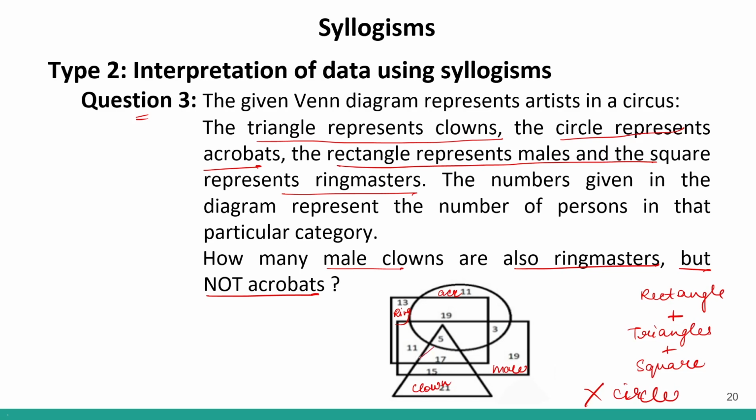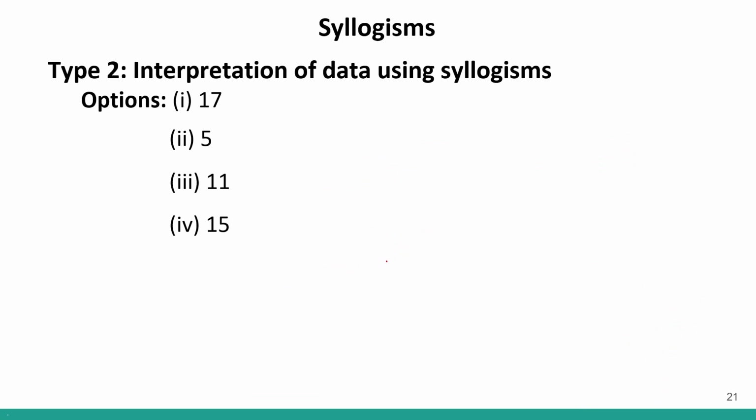So if I look over here, this area has a triangle, this area has a rectangle, this area has a square, but this area does not have a circle. So this is 17. So 17 such males are there who are clowns and also ringmasters but not acrobats. So if I look at the options, option number 1 is 17. So this will be my answer. Okay.